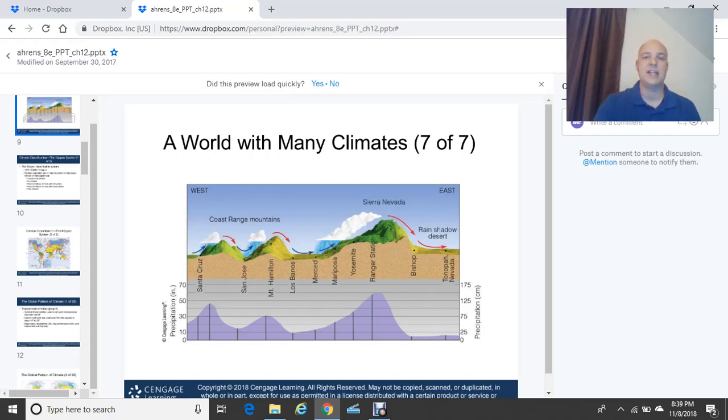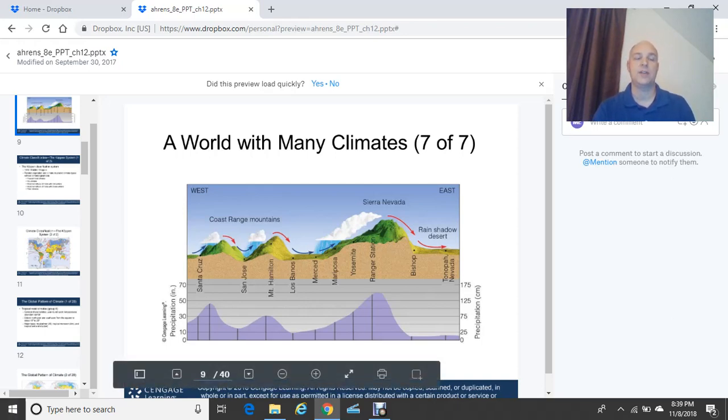And then on the east side, look at the bottom right portion of this chart. It shows a major drop-off in annual precipitation because you're in the rain shadow of the Sierra Nevada mountain range, where by the time you get to Bishop, California, and Tonopah, Nevada, you're next to nothing for annual precip. So mountains play a major role in climate controls.